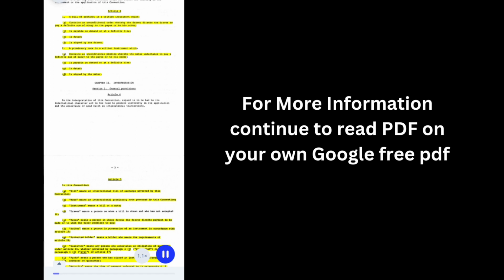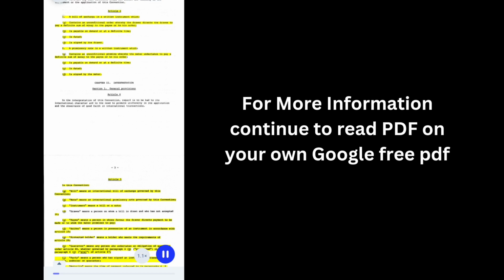3. This convention does not deal with the question of sanctions that may be imposed under national law in cases where a false statement has been made on an instrument in respect of a place referred to in paragraph 1 or 2 of this article. However, any such sanctions shall not affect the validity of the instrument or the application of this convention.